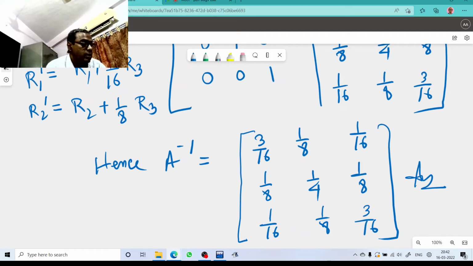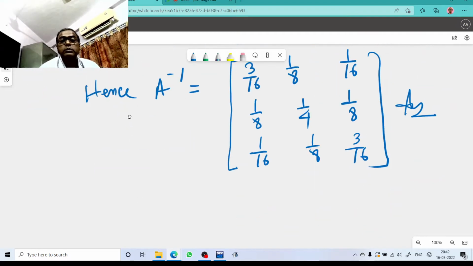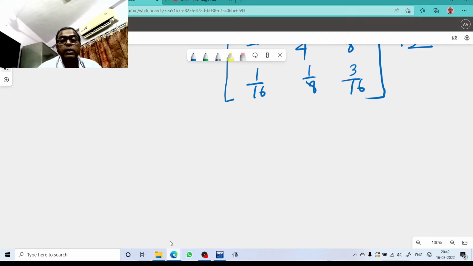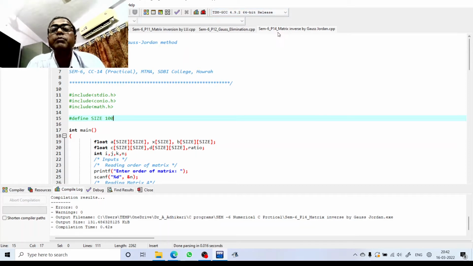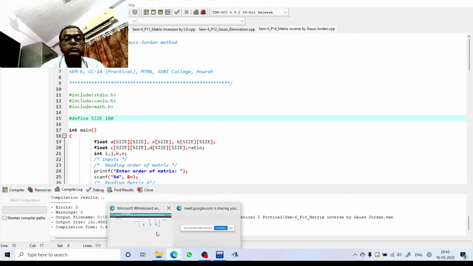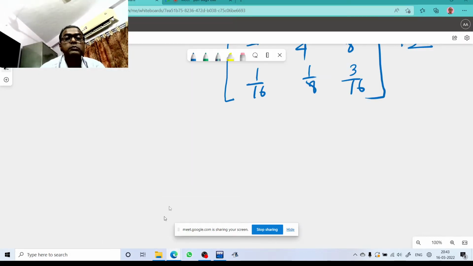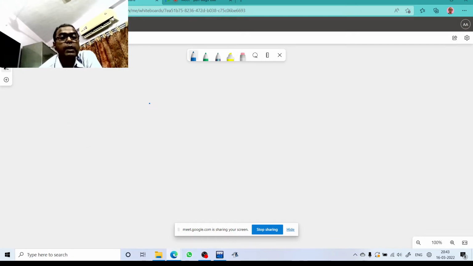Now, today we run this program. The practical problem is number 14, matrix inversion by Gauss-Jordan. Write the question here. Practical 10.